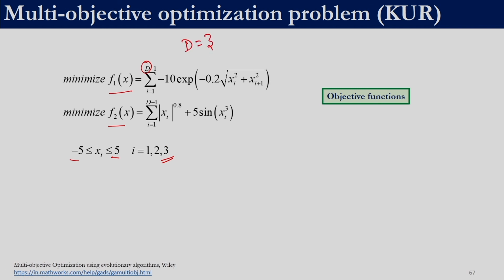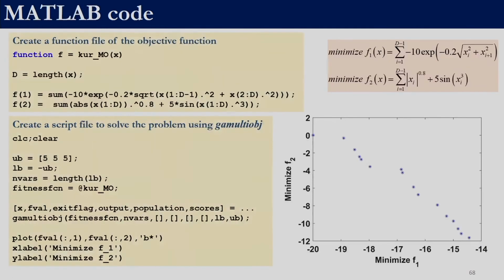Before solving this multi objective optimization problem, we need to first define both the objectives. So, here we are creating a function file kur_mo. It will receive decision variables, and we are returning f. So, f has 2 values, f of 1 and f of 2. f of 1 is determined by this expression and f of 2 is determined by this expression. Here we are just measuring the length of x to compute f of 1 and f of 2.